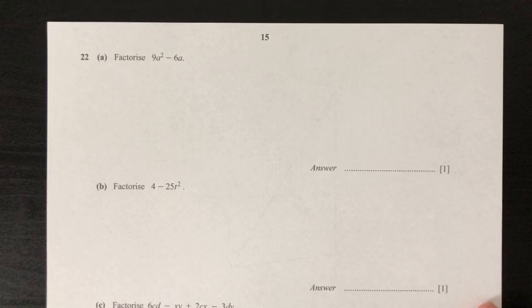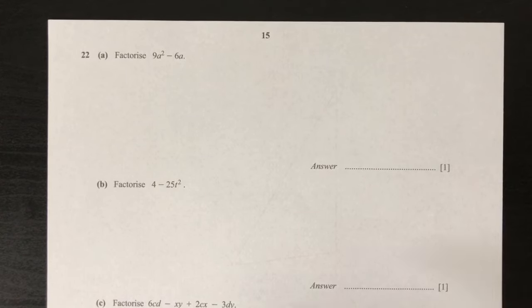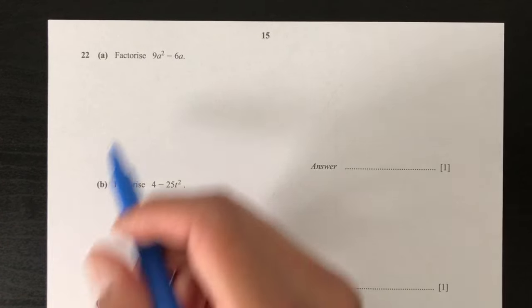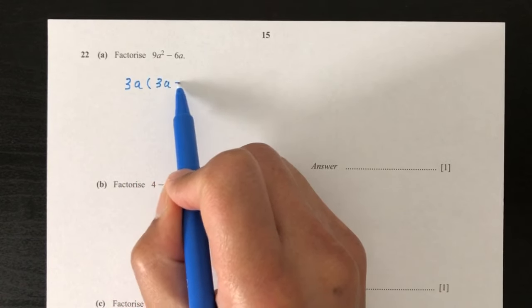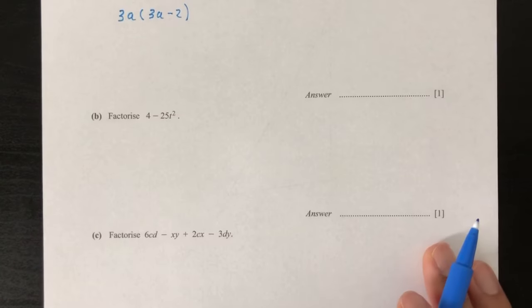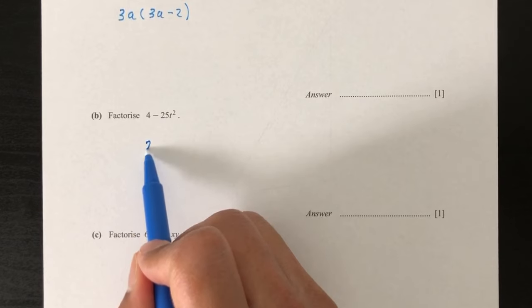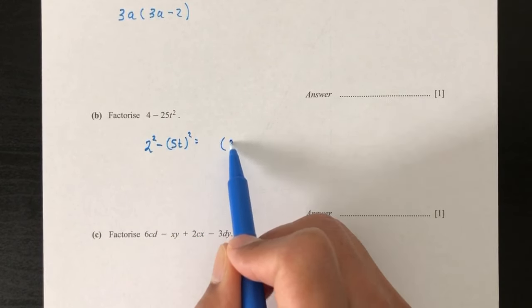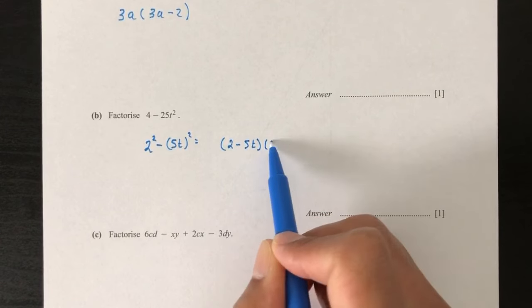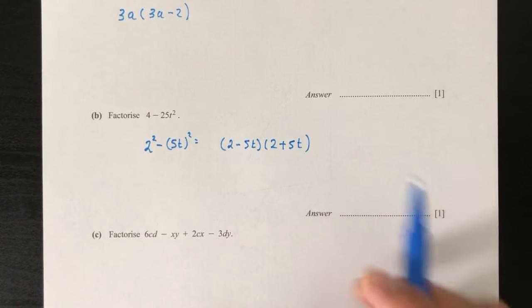Let's move on to question number 22. So factorize this one. As you can see, we have 3 and a is common. You will have 3a minus 2. Now for this one, as you can see, we can write this down as 2 square minus 5t square. That will be 2 minus 5t and 2 plus 5t.